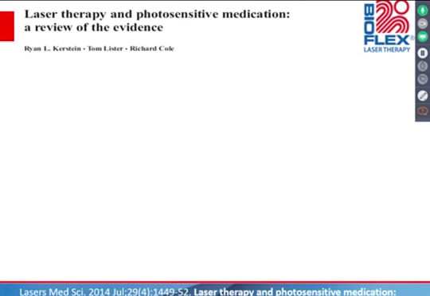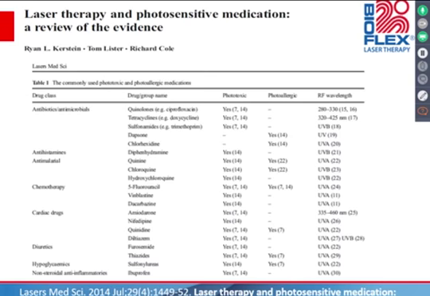Okay, a bit of an update on laser therapy and photosensitive medication. This is a review of evidence. I do mention this, I think, in training, but here's a little bit more detail. What you see here are a series of drug classes like antibiotics, chemotherapy drugs, diuretics, hypoglycemics, NSAIDs, and so forth. These medications as a whole are photosensitive.